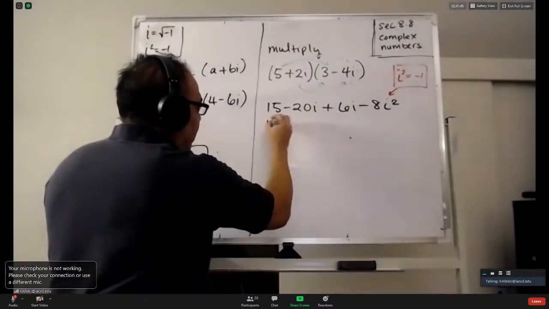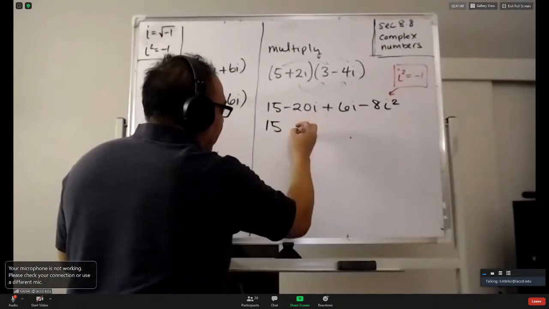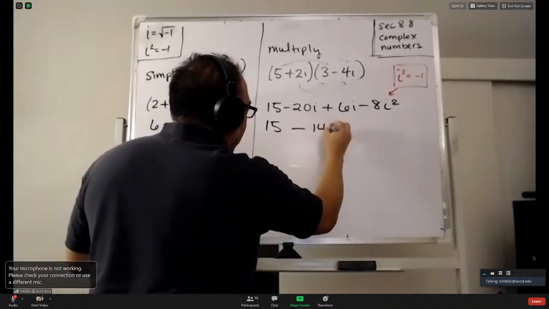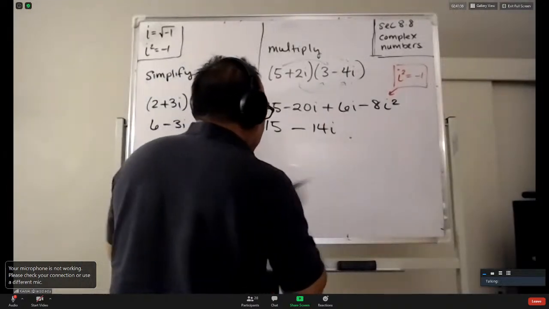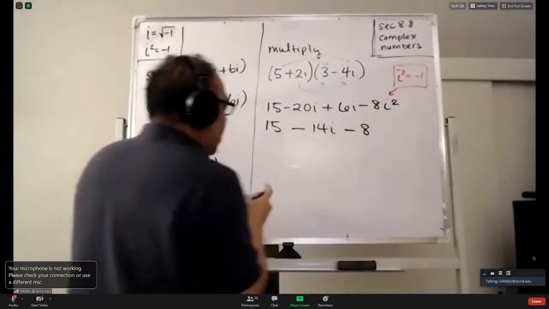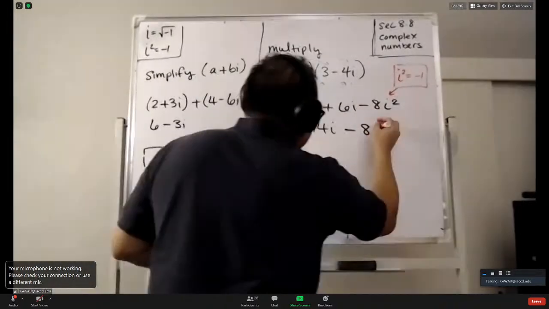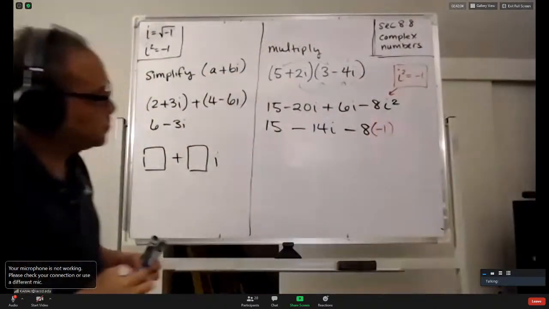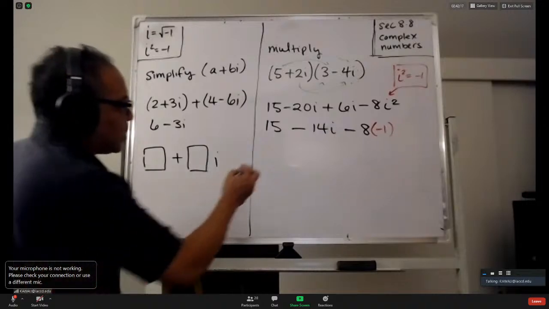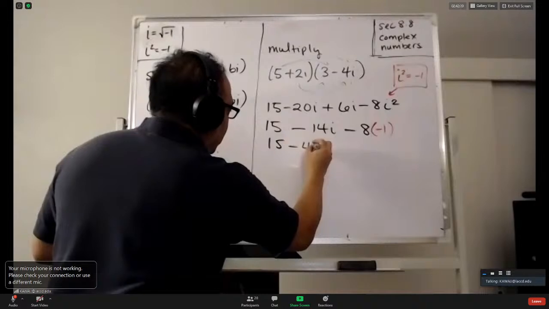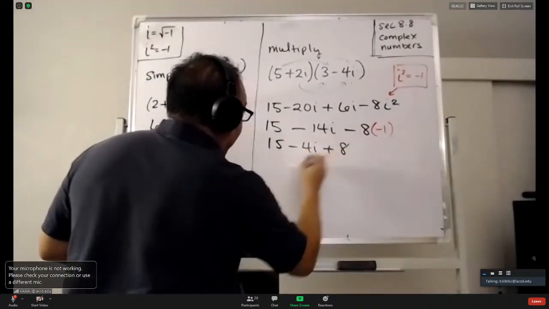So what will happen here is I'll combine like terms. So I have minus 14i, and then I'll convert that i squared to a -1. So I get 15 minus 14i plus 8.